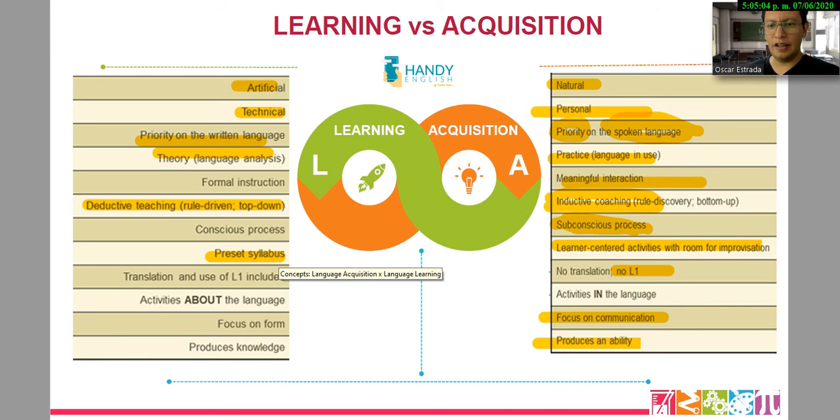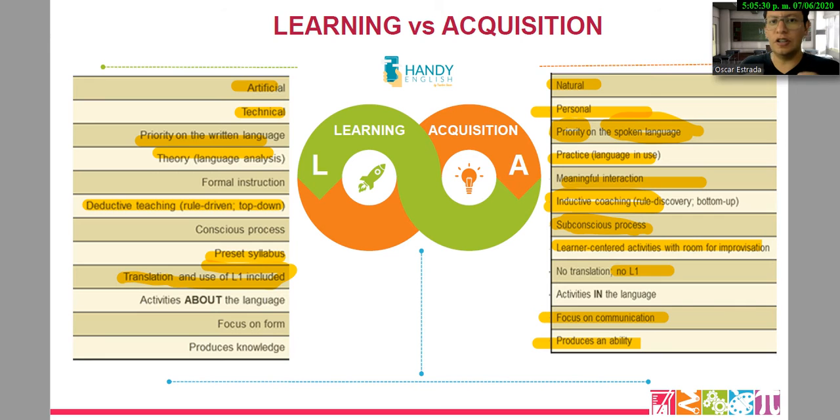All right, there is or there might be translation and the use of their native language included, because sometimes you need to explain some terms, and in order to do so, you need to compare from the L1 to the L2. The activities are about the language. What's the difference? That I'm going to explain about the rules of a language, right? The present simple, the present continuous, etc.